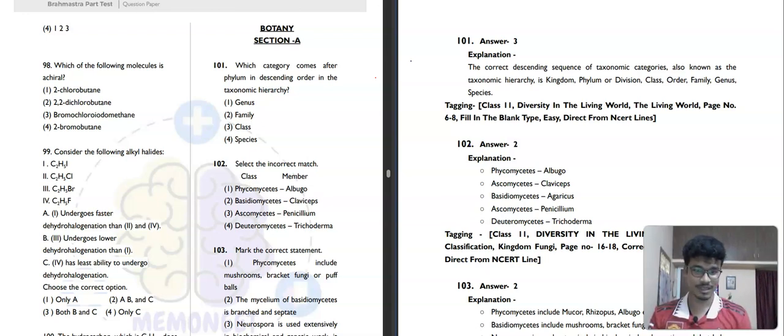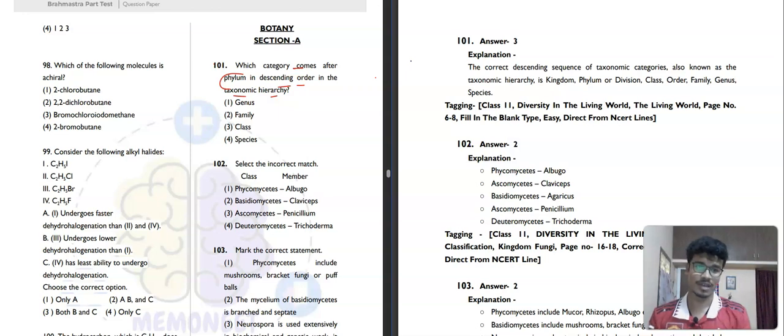So we will discuss from 101 to 200, botany and also zoology. So first, starting with question number 101. It is asking which category comes after phylum in descending order in the taxonomic hierarchy: genus, family, class or species.